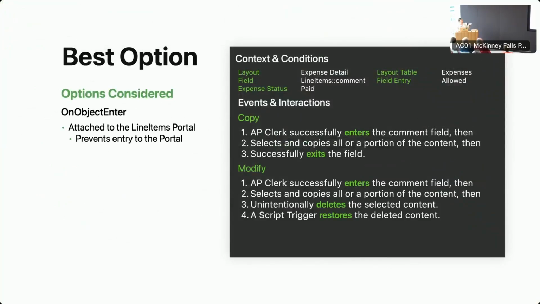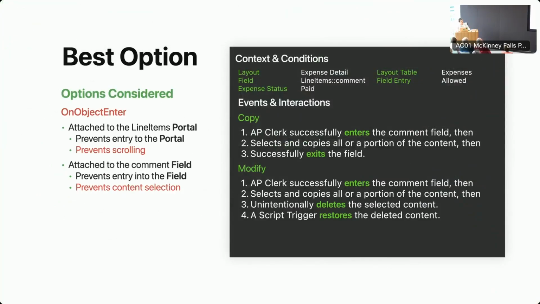So I've got my information over on the right. The first option we tried was an on object enter. We tried attaching it to the line items portal, and we discovered that that works, except it also prevents us from scrolling that portal. Well, that's great if there are only so many rows of data, but if you need to be able to scroll, that's not going to cut it. That's not sustainable. Then we tried attaching it to the comment field, but because it prevented entry to the field, they can't select the content in order to copy it. So that's a no-go.